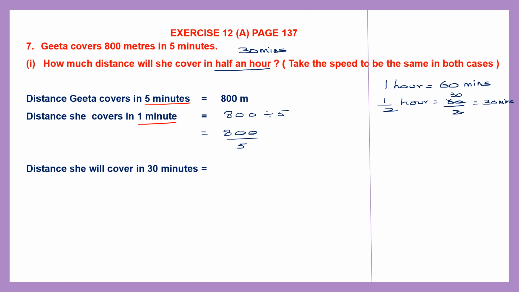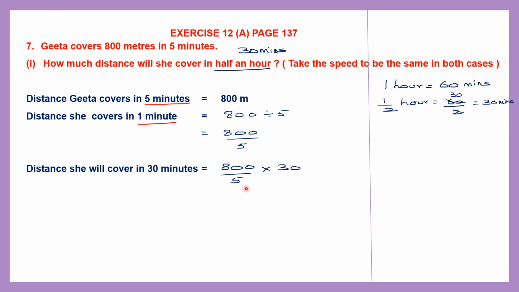So distance she will cover in 30 minutes. Now in 1 minute she has covered so much distance. So in 30 minutes it will be more than that. She can go further down, isn't it? So let's multiply 800 by 5 into 30. So for the sake of cancelling, we have left this part as it is. Otherwise, you can divide and get an answer and then multiply.